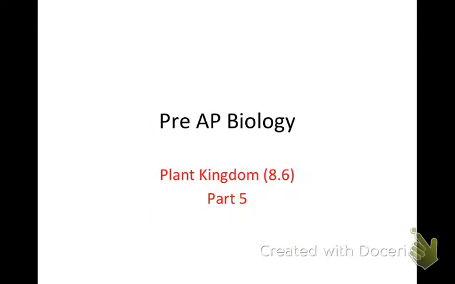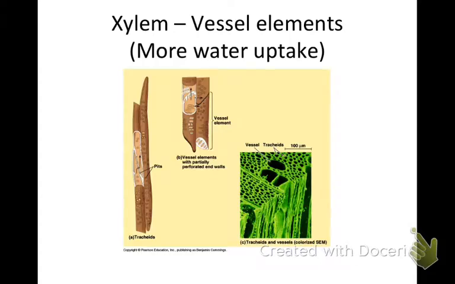Alright, that's it for part 4. Let's move on to part 5. We're going into angiosperms, which, remember, are the flowering plants. So let's highlight that. They are flowering plants. They are seed-producing vascular plants. So kind of go over what vascular means. They have xylem.